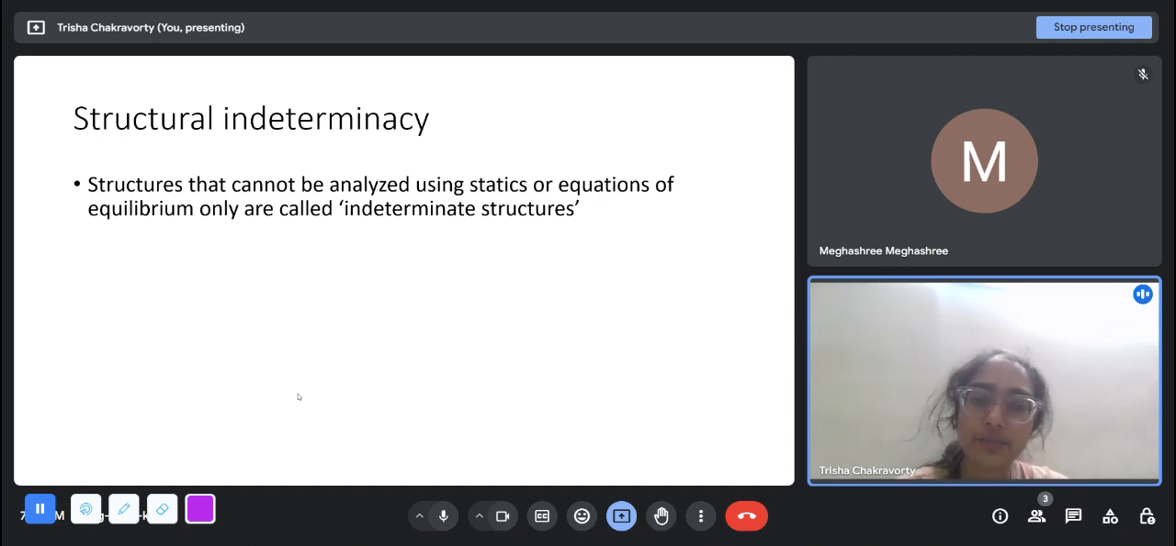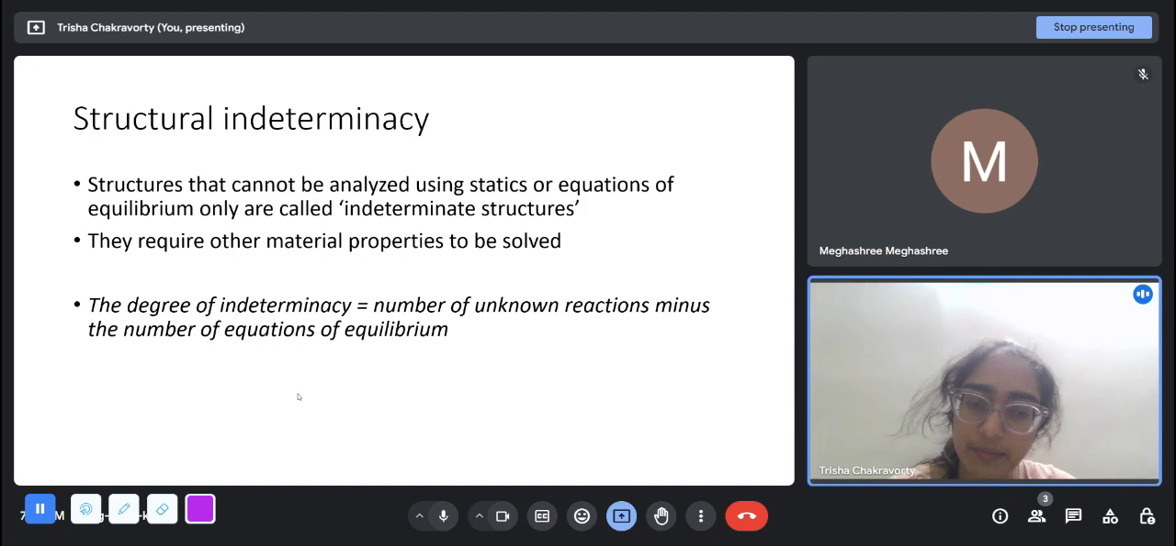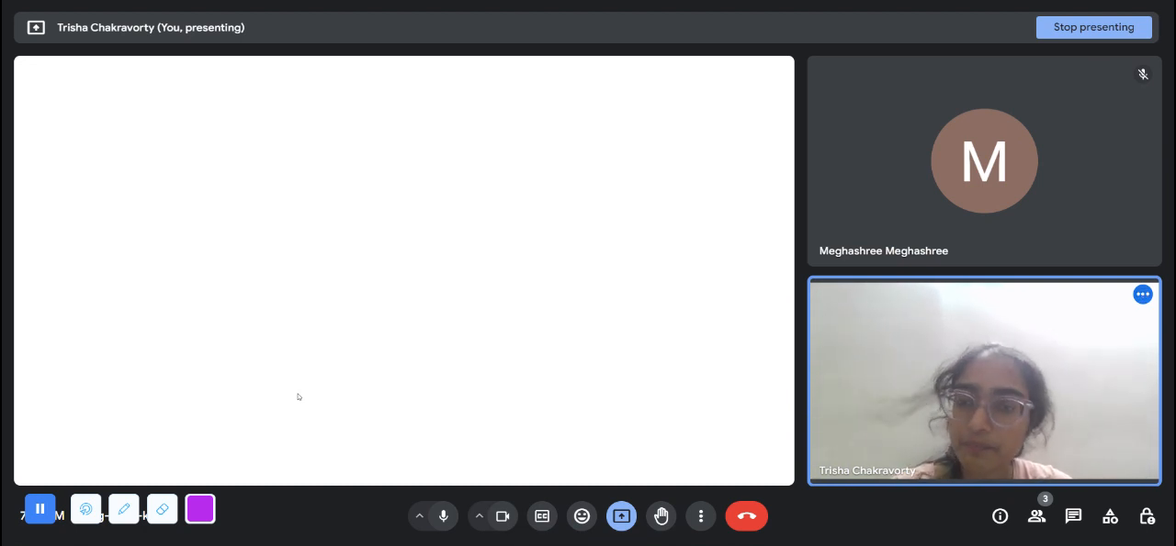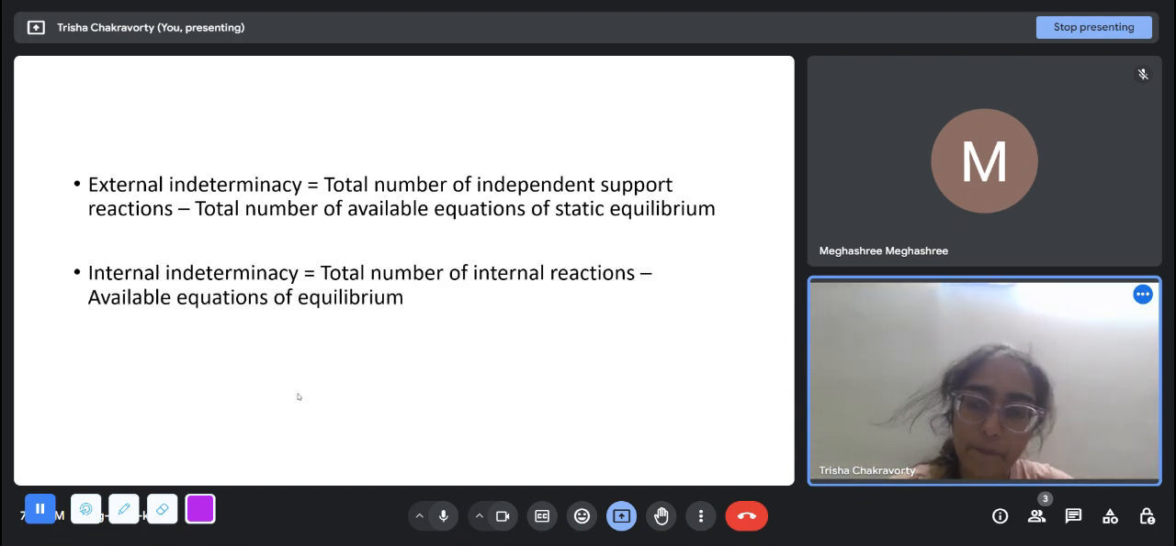Structures that cannot be analyzed using statics or equations of equilibrium only are called indeterminate structures. They require other material properties, and the degree of indeterminacy is the number of unknown reactions minus the number of equations of equilibrium. External indeterminacy is the total number of independent support reactions minus the total number of available equations of static equilibrium, and internal indeterminacy is the total number of internal reactions minus the available equations of equilibrium.